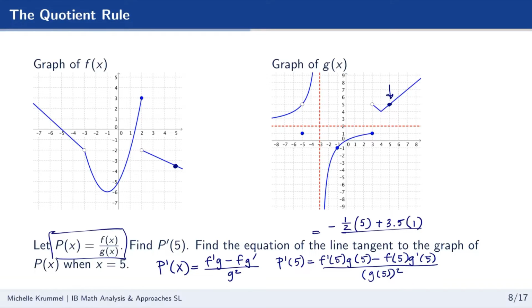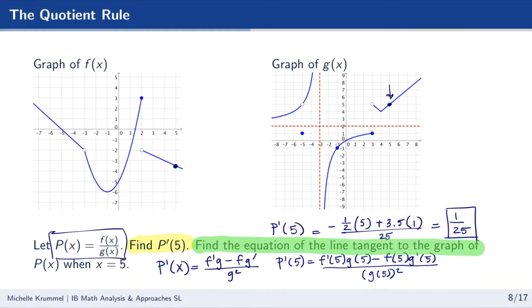And then all of that has to get divided by g of 5 squared. G of 5 is 5, and we're going to square that to get 25. Okay, so we have negative 1/2 times 5, which is negative 2.5, plus 3.5 is 1, over 25. So p prime of 5 equals 1 over 25. But then we're also asked to find the equation of the line tangent to the graph of P when x equals 5. So I need the tangent line equation.